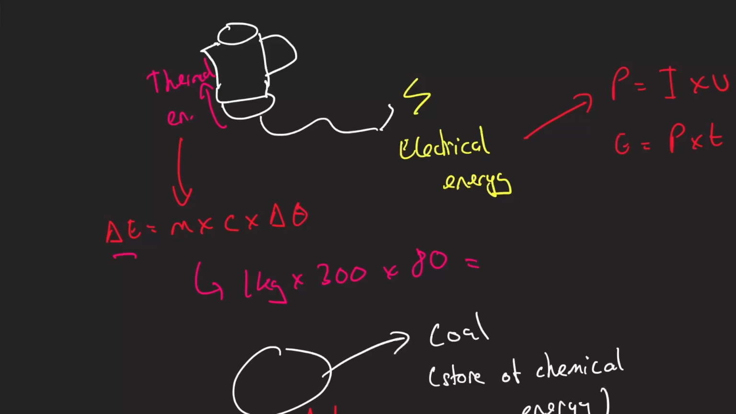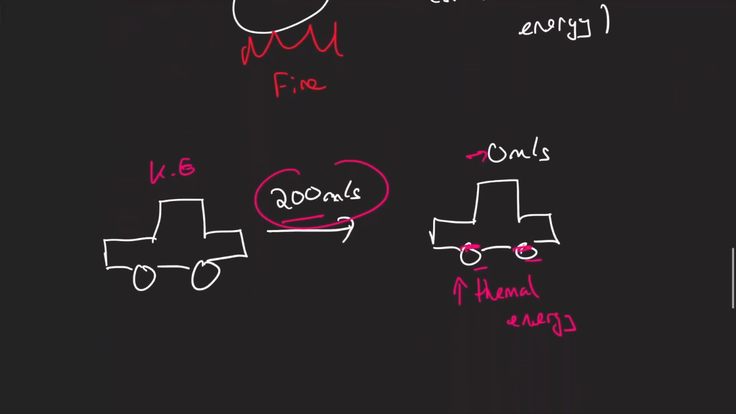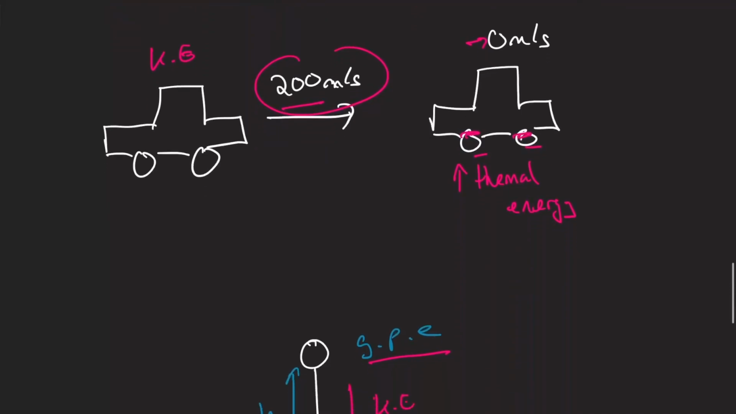So this is the temperature change. So the total energy change would just be when you multiply all of those together, and you should get how much energy you've actually transferred into that liquid. Okay. Coal, we can talk about stores of chemical energy. We don't need to know how to work that out. That's fine. And then here, this situation again was just kinetic energy and thermal energy.